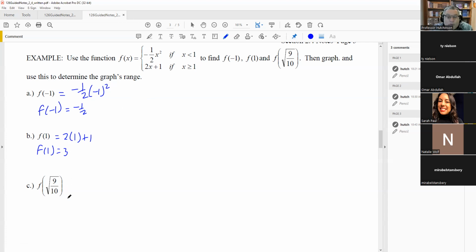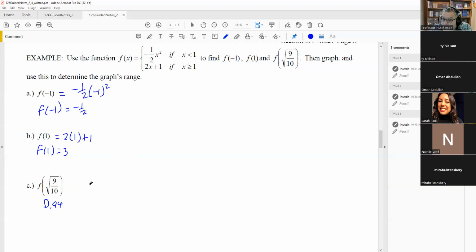Now, if this one is throwing you for a loop, if you're not sure what the square root of 9/10 is, you can always do that on your calculator. The reason we need to do that is because we have to figure out whether this is larger than 1 or less than 1, because that's going to determine which one of these you use. So you're basically going to take the square root of 0.9, because that's what 9/10 is. If you do that, this decimal is about 0.94. Okay, so 0.94 is less than 1. So we have to use the first equation.